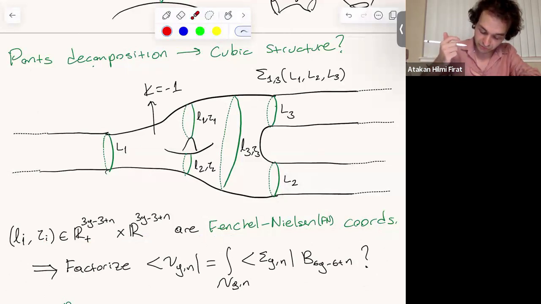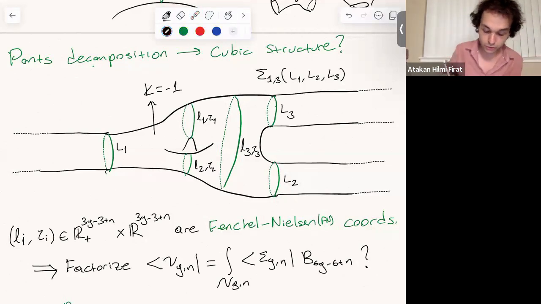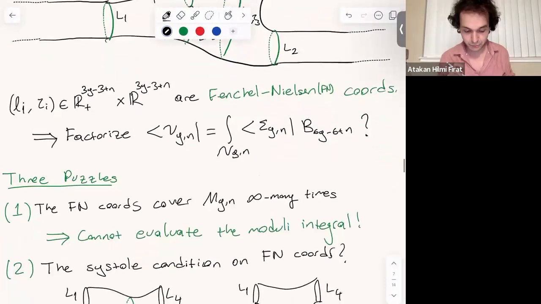But the thing that I want to emphasize again is that given this type of decomposition, you might wonder if I can further factorize this V_{g,n} into these cubic parts. Sorry, Atakan, this Z_i, I thought would be an angle, so it would be bounded by L_i? Not yet. I'm going to bound it eventually, but for now I'm keeping the discussion general. Okay.